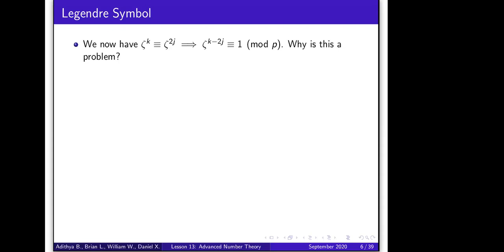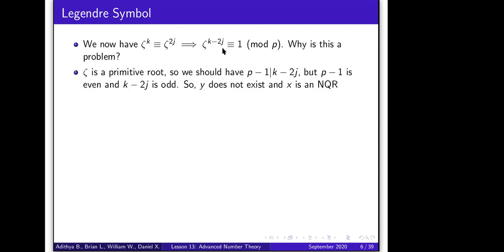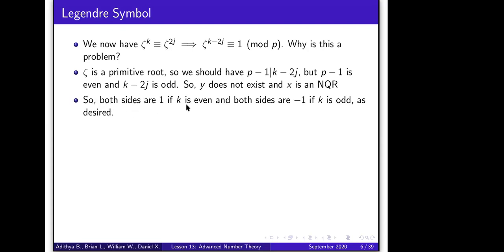Yeah, so we already said that k is odd, but since zeta is a primitive root and this is equivalent to 1, we should have p minus 1 divides k minus 2j. But p minus 1 is even, so if this is true, as people have said in the chat, that means k has to be even too. So that's impossible. Therefore, y does not exist, and x has to be an NQR, an abbreviation for non-quadratic residue. So both sides are 1 if and only if k is even, and both sides are -1 if and only if k is odd, as desired. Is this making sense so far?